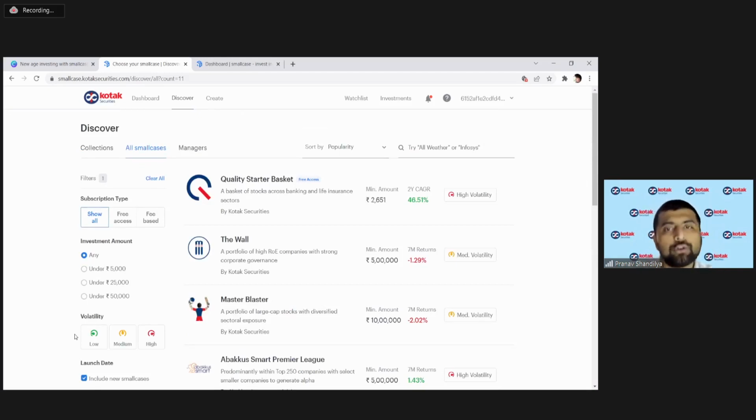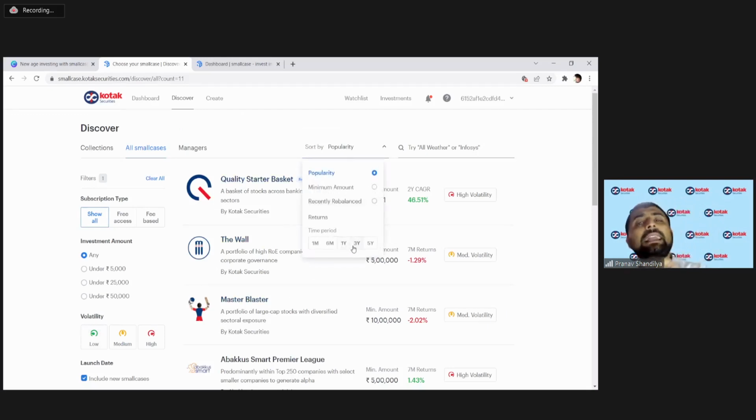So if you wish to segregate smallcases based on Kotak baskets based on returns as a criteria, what should you do at that point of time? You can come to the sort by feature over here, click on sort by, and select any time period of your choice. For example, let us say that you as investors want to invest in a basket which has been around for 5 years and where you want to invest in those kind of baskets which have given the best performance in the last 5 years.